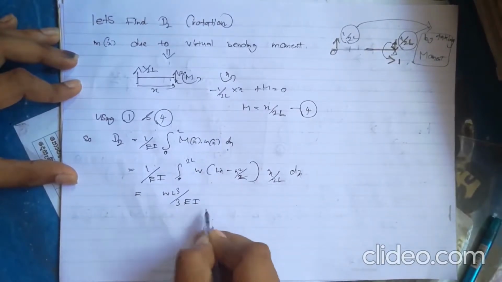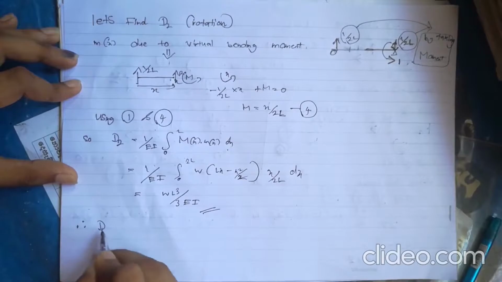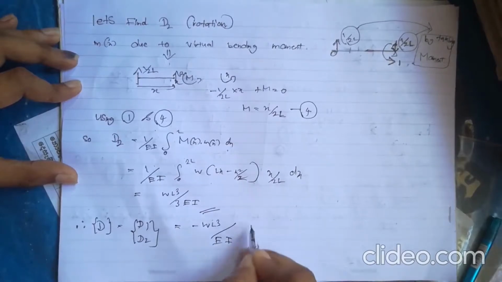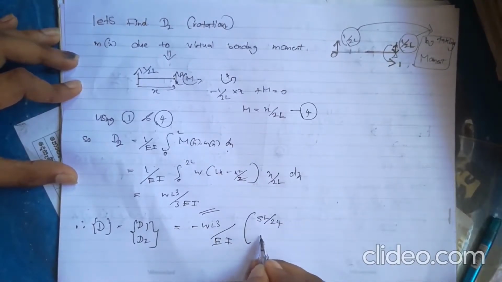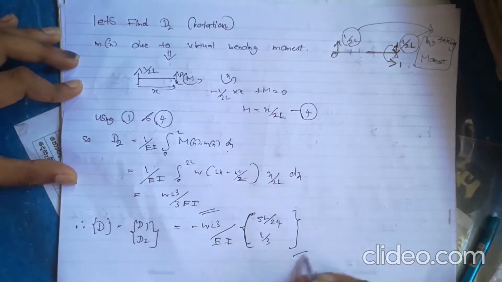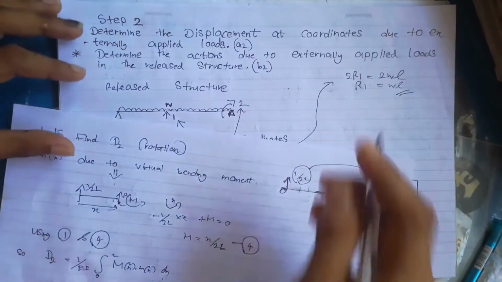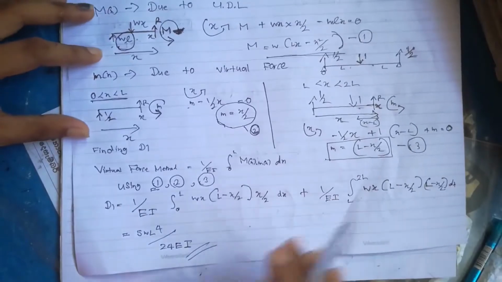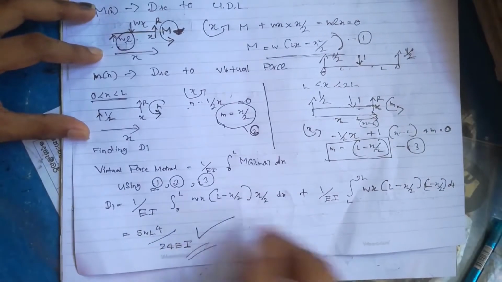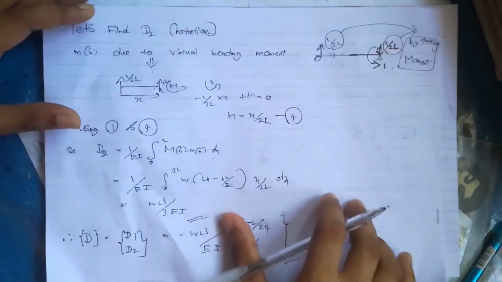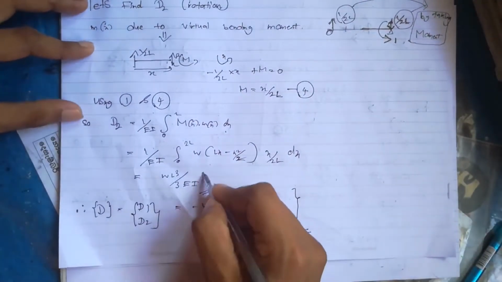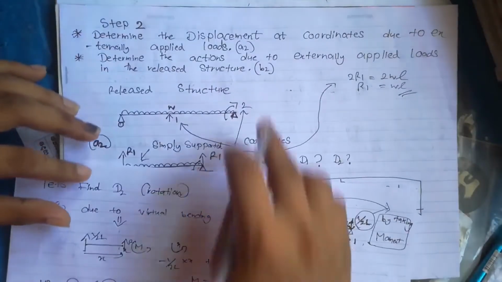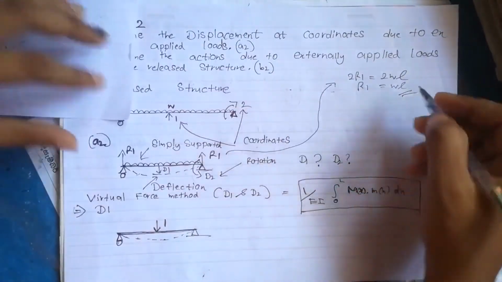Do the integration yourself and check the answer. I can write those deflections in a matrix. So A2 is completed, as well as B2.